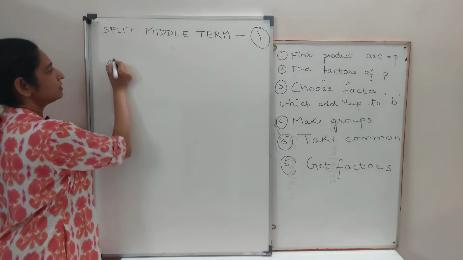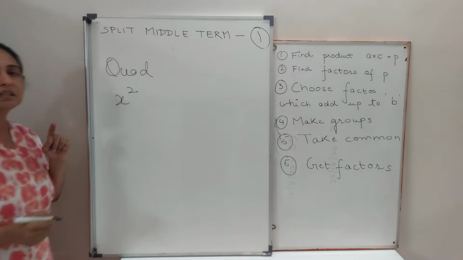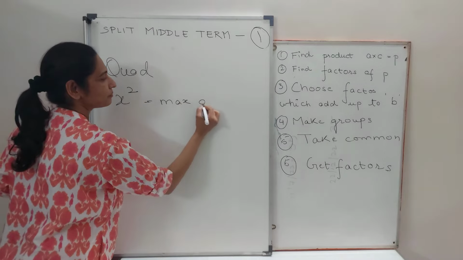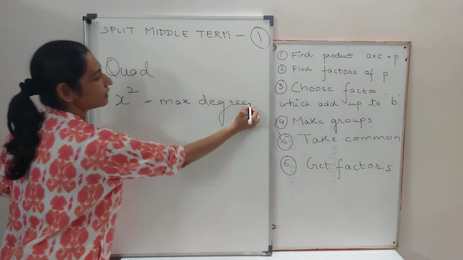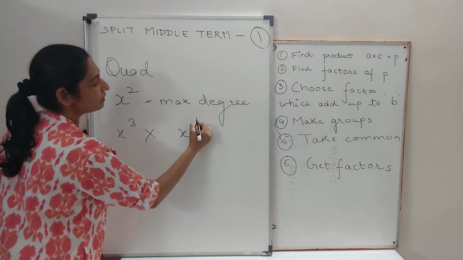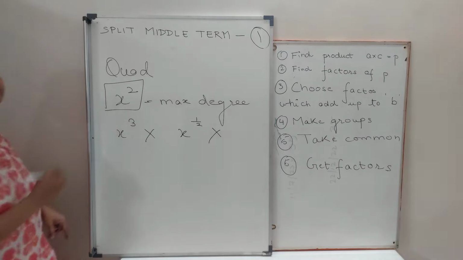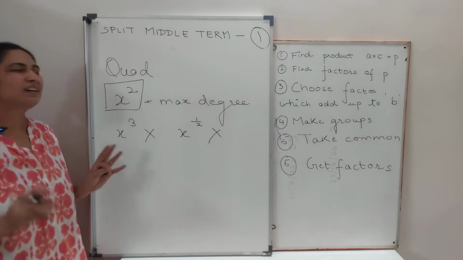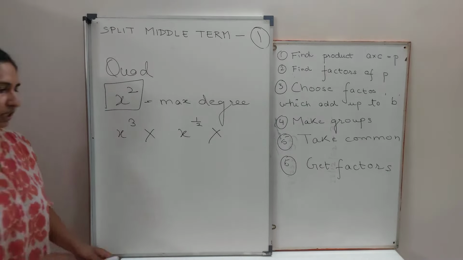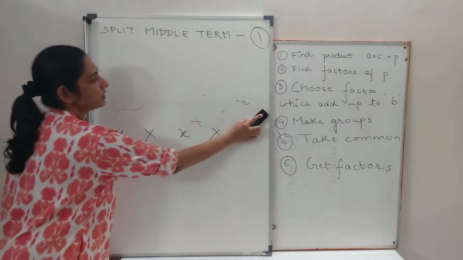Simply, a quadratic equation is what? Where you have an x square term, at least an x square term, which is the maximum degree. That is what a quadratic equation is. You cannot have x cube, this is not allowed, or x to the power 1 by 2, that is not allowed. So if you have x square in an equation, that is roughly what is called a quadratic equation. Okay, we're not going into detail of what is quadratic, this was just for revision.